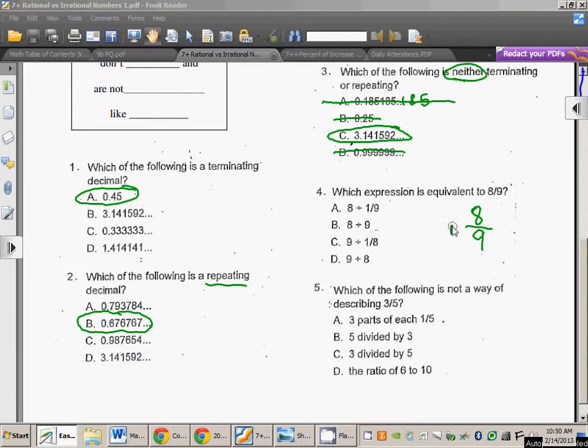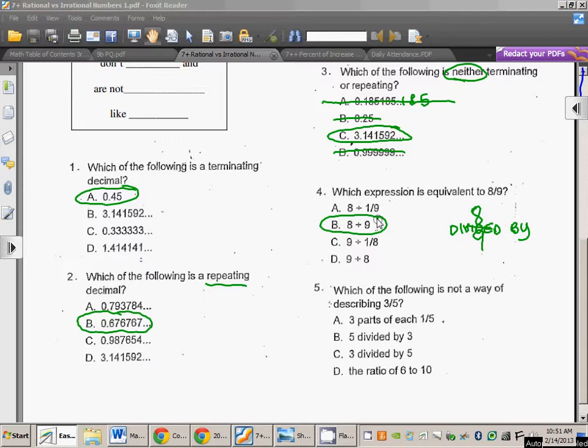Remember, this is divided by when you have a numerator and a denominator. So the only acceptable answer here is taking 8 and dividing it by 9. Good job, Ian.